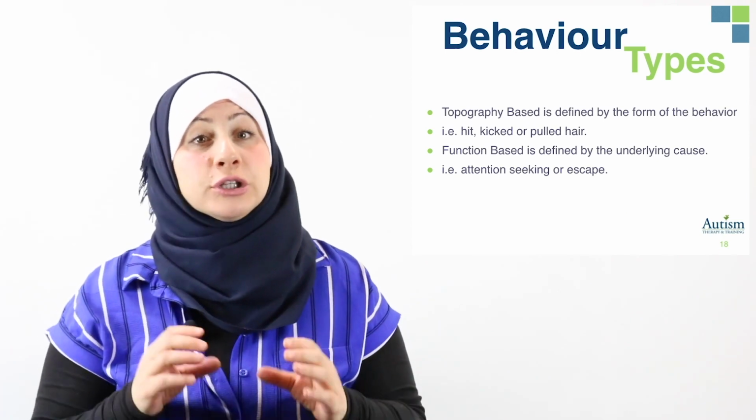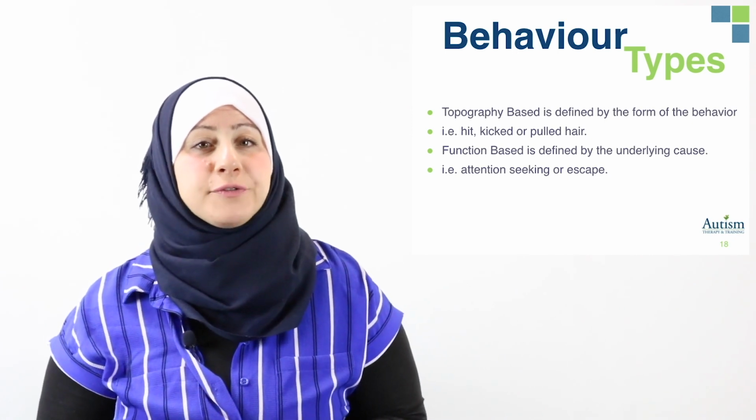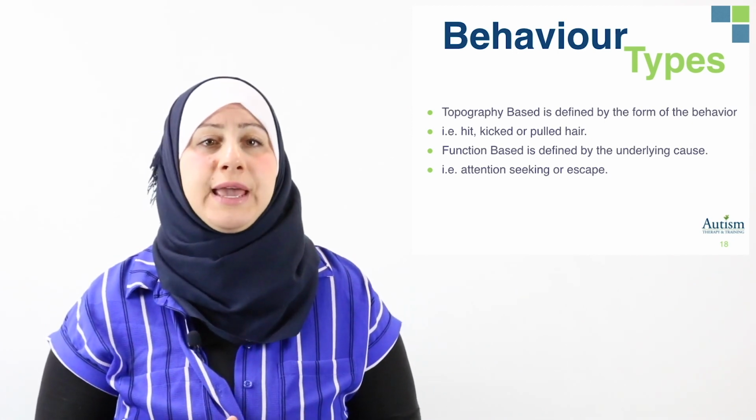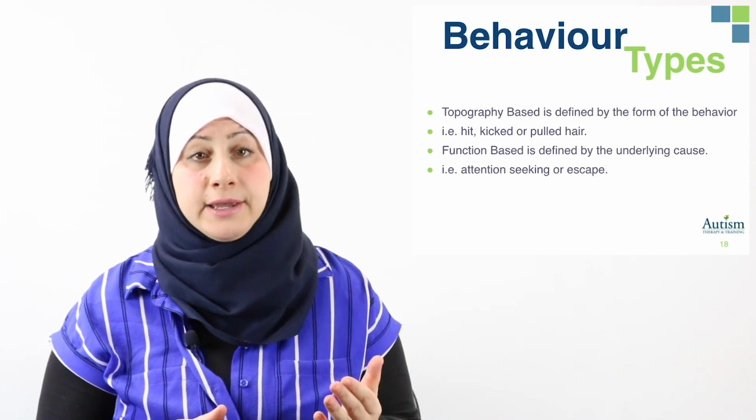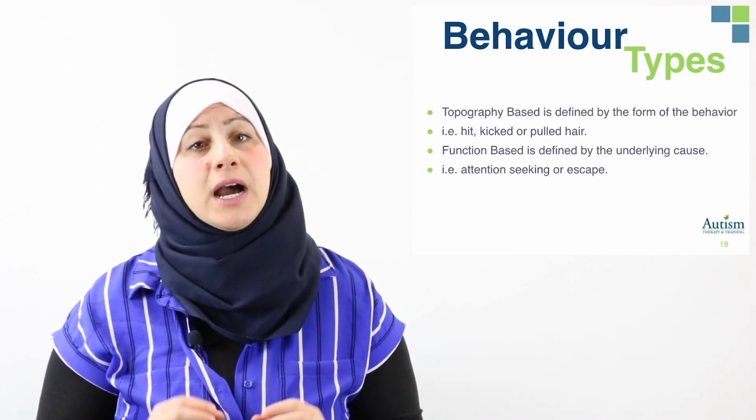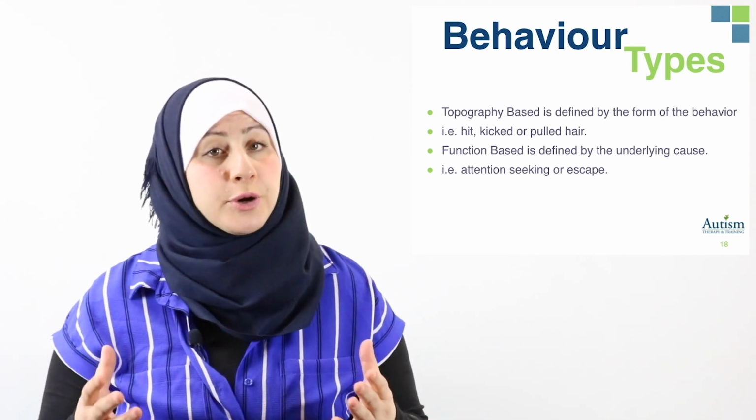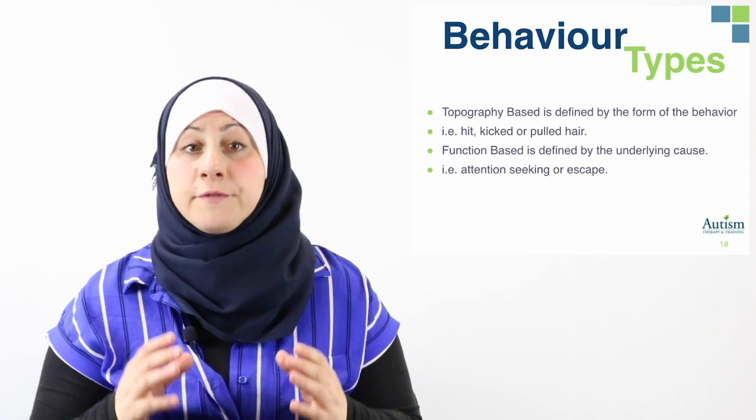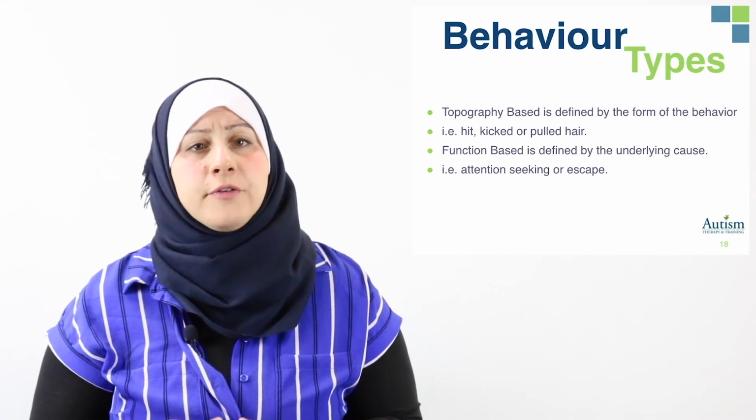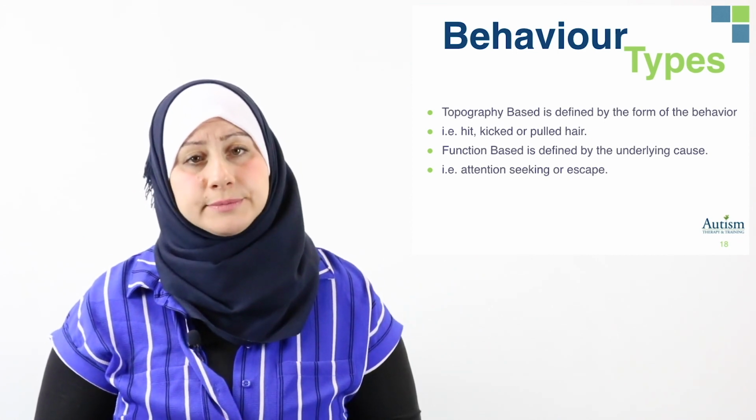Describing what the behavior looks like is the topography. The topography is defined by the form of the behavior, for example, the hit, kick, or pulled hair, while function is defining the underlying cause. You will often hear your supervisor or other practitioners in the field talk about functions of behavior. Functions of behavior answer the why a behavior is occurring.